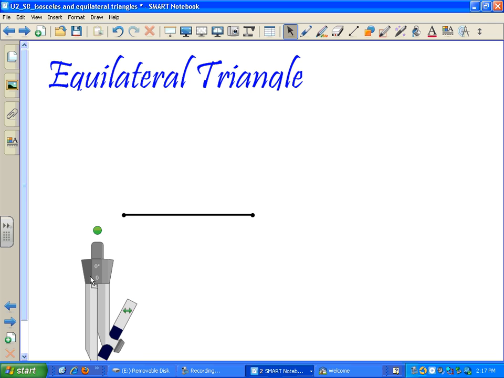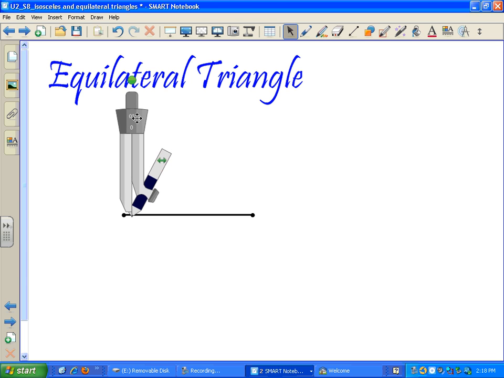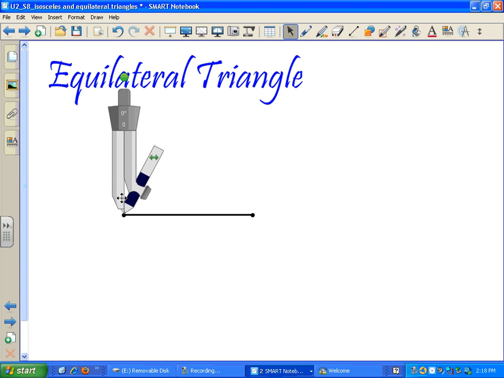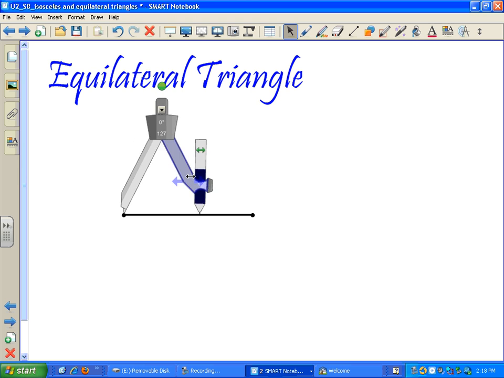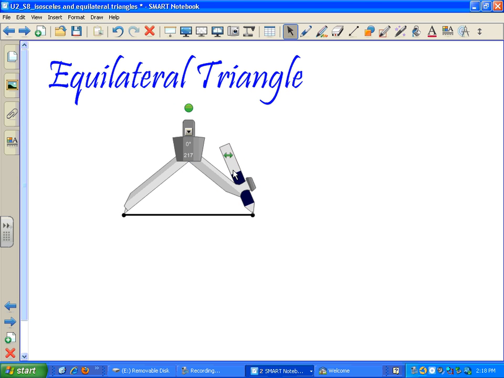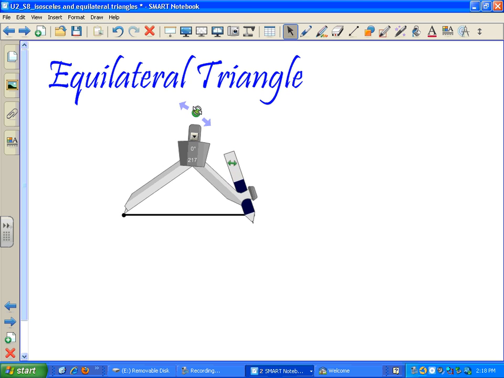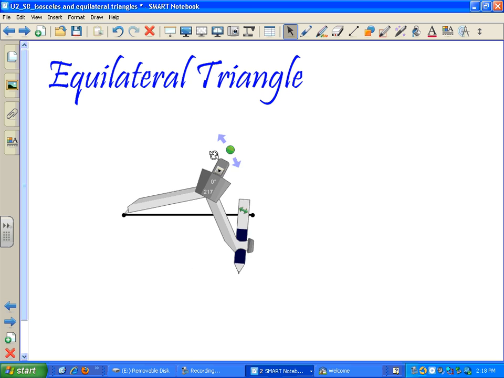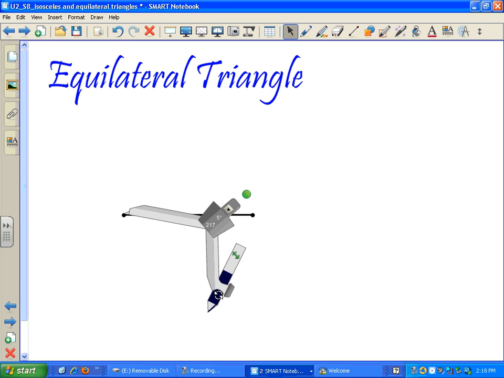So the first thing I want you to do is with your straight edge, construct a segment. It doesn't matter how long it is, just construct a segment. So just draw a line. Now that you have your segment, take your compass and put the point at one of the endpoints. Then stretch it out to the other endpoint, just like I've done here. I'm going to construct my equilateral triangle below here. So I'm going to move it, and I'm going to make a mark.